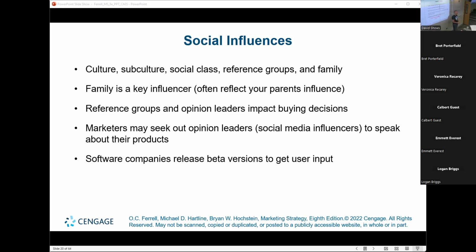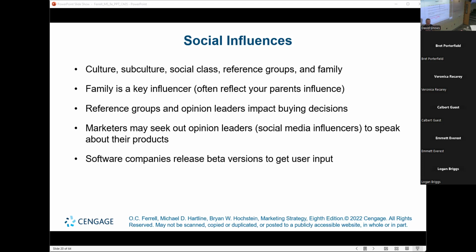except your first big purchase. What is your first big purchase? Car. That's right. Then social influence is much bigger. So let's talk about cultures and subcultures, because those are large drivers anyway.